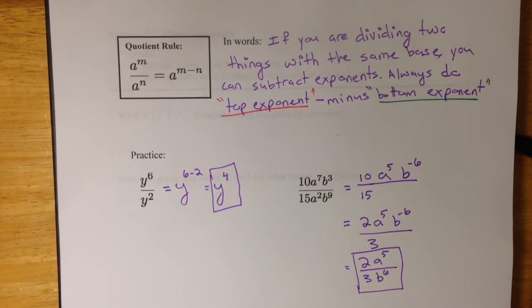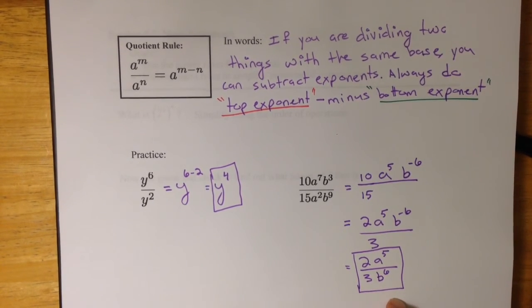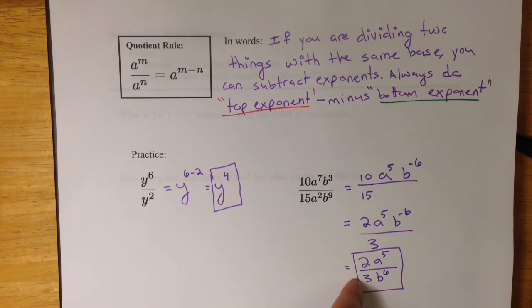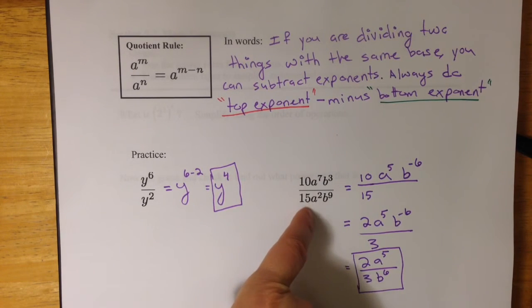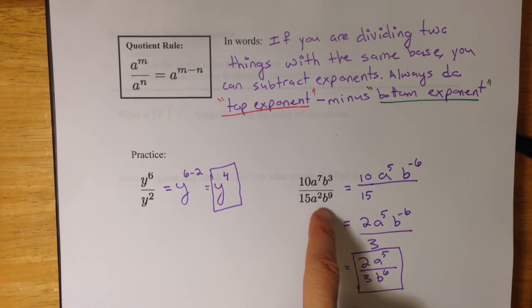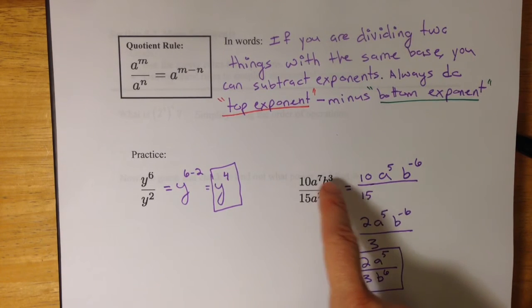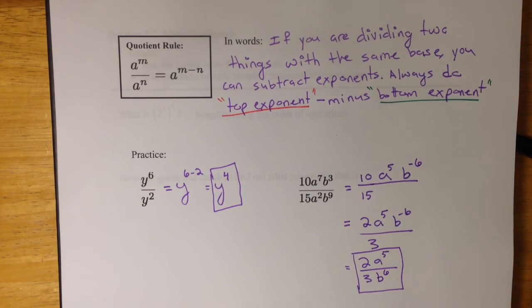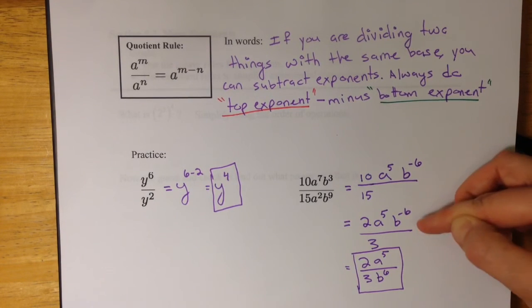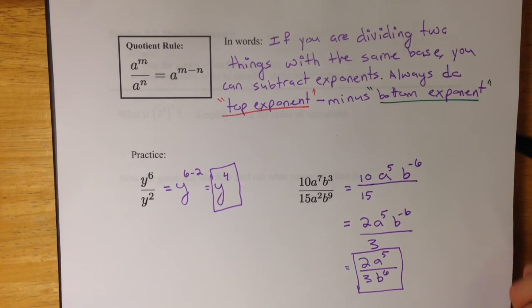I'd like to take a moment to point out that this isn't the only way to do this problem and end up with the same solution. You could have first noticed that the 10 and the 15 can be reduced to 2/3. If you have 7 a's on top and 2 on the bottom, and you cancel, you'll end up with 5 a's on top. You could have noticed that if you have 9 b's on the bottom and 3 b's on top, you can cancel 3 and end up with 6 b's on the bottom. You don't have to go through the process with the negative exponent if you don't want to. However, it's one way to make sure that you remember that the b's should end up on the bottom and not on the top.